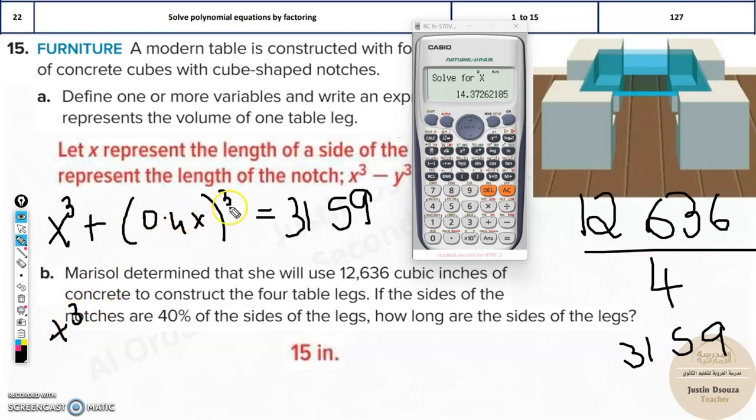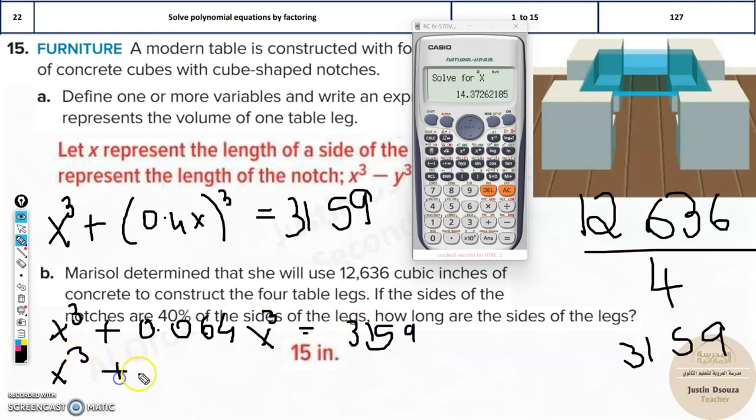Now let's see 0.4 cube. That is 0.4 times 0.4 is 0.16, times 0.4 will be 0.064. x cube equals 3159. You must write the step, and then this is 1x cube plus 0.064x cube.